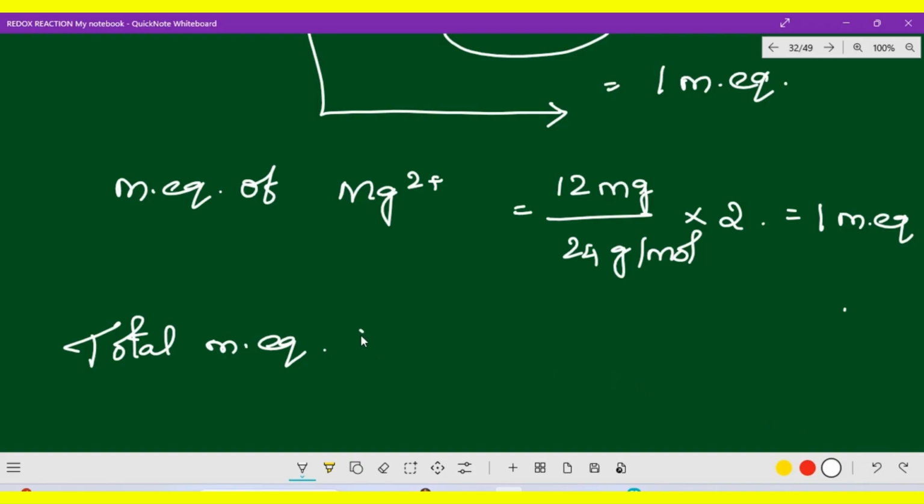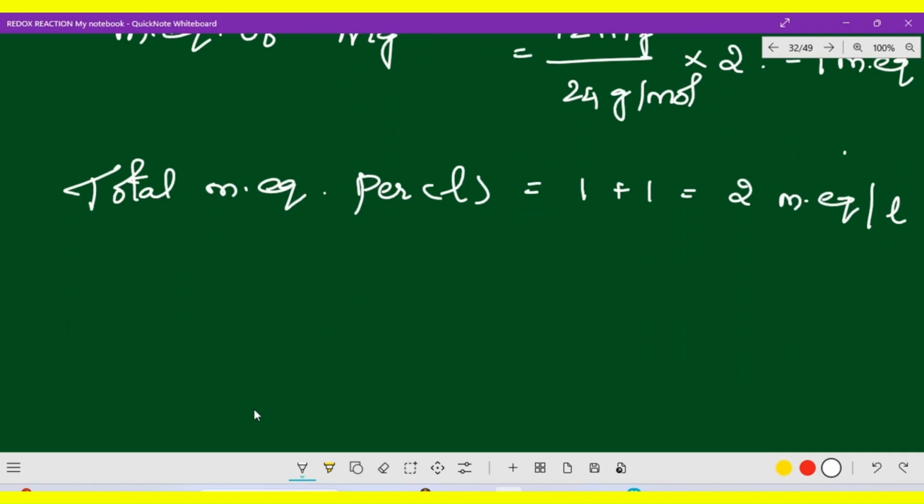Okay, total milli equivalent per liter. This is magnesium 1 and calcium 1, so you will get 2 milli equivalent per liter. Now next one, the milli equivalent of sodium carbonate you have to identify. So milli equivalent of sodium carbonate, how much?